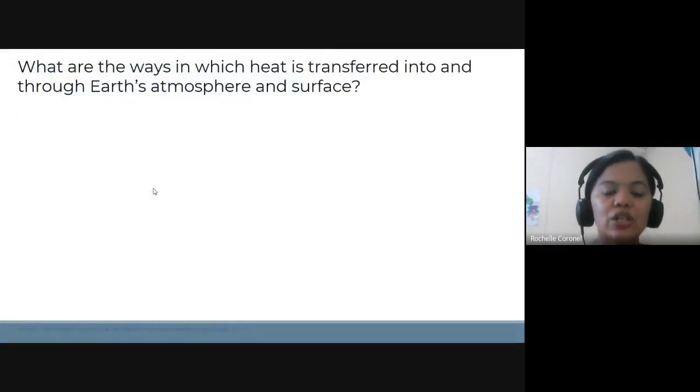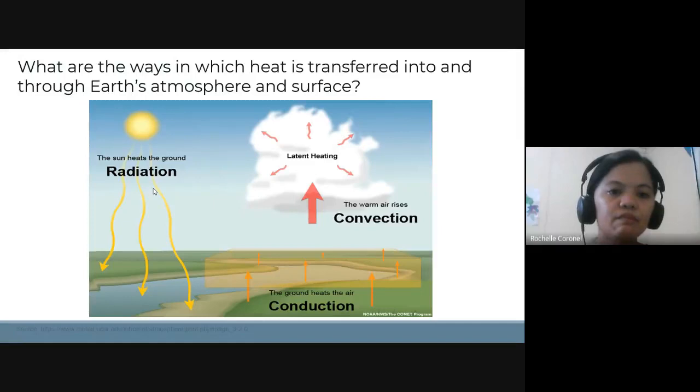Now, what are the ways in which heat is transferred into and through the Earth's atmosphere and surface? There are several mechanisms of heat transfer, and near the surface and in the atmosphere, there are at least four important heat transfer mechanisms. Of course, the first one is radiation.